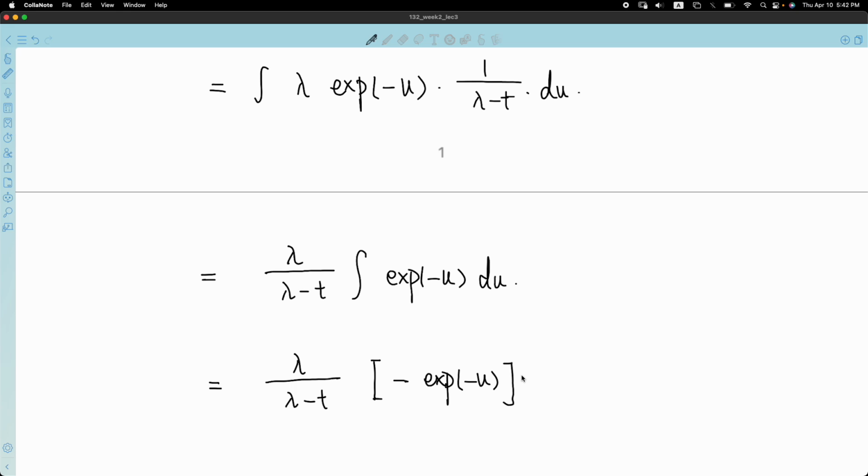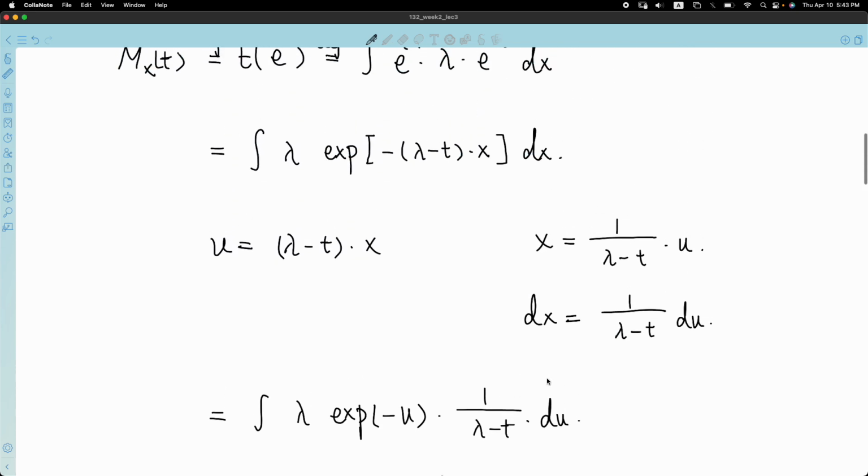We just need to evaluate the integral from the lower bound to the upper bound. So what is the lower bound and upper bound here for the exponential distribution? 0 and infinity. Yes, but that is for x, right? Here we are evaluating the integral for u after the change of variables. So what is the lower bound and upper bound for u?